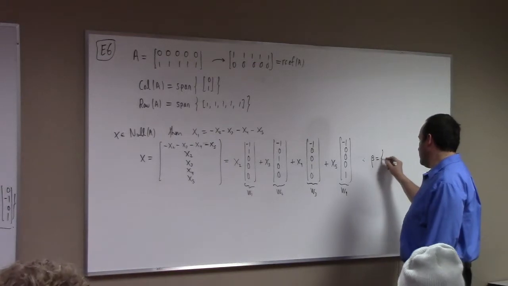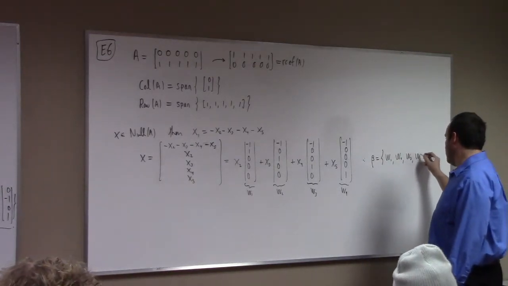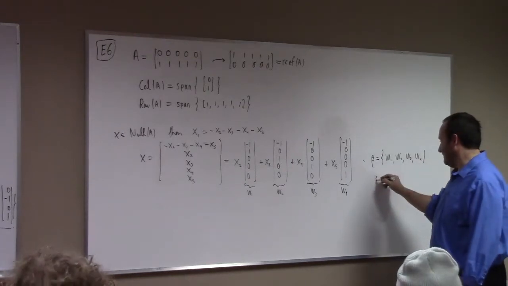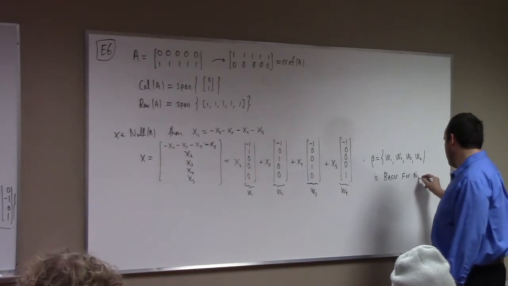So beta equal to W1, W2, W3, and W4 is a basis for the null space of A.